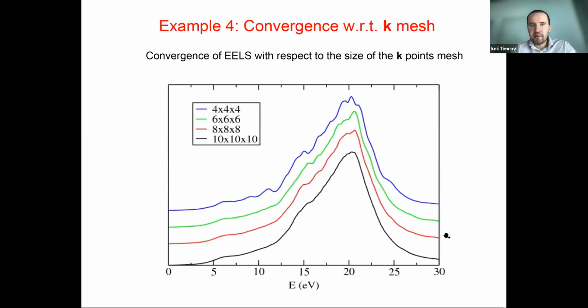Okay, and the last point, convergence with respect to the K-point mesh. You can do it either with Lanczos or Sternheimer, of course. Better to go for Lanczos because it's way more efficient. And you see that if you use K-mesh 4 by 4 by 4, the spectrum is not smooth, not converged. But with the K-mesh 10 by 10 by 10, it's already smooth and converged. That's why we used 10 by 10 by 10.